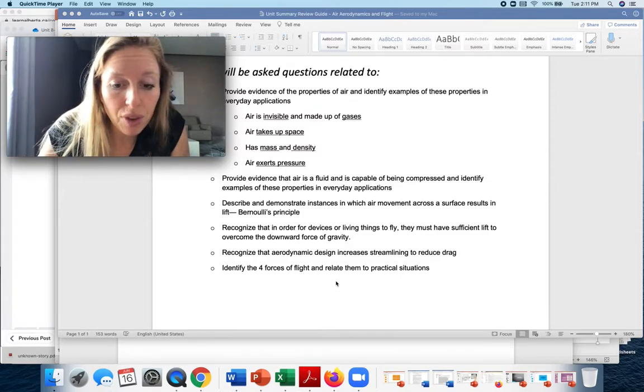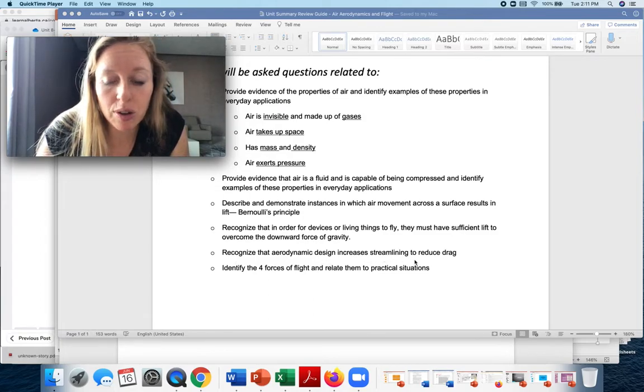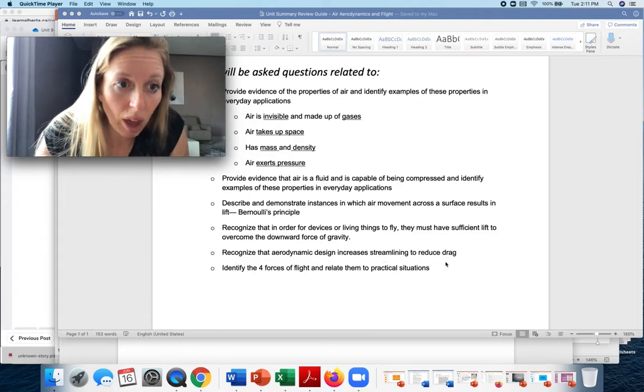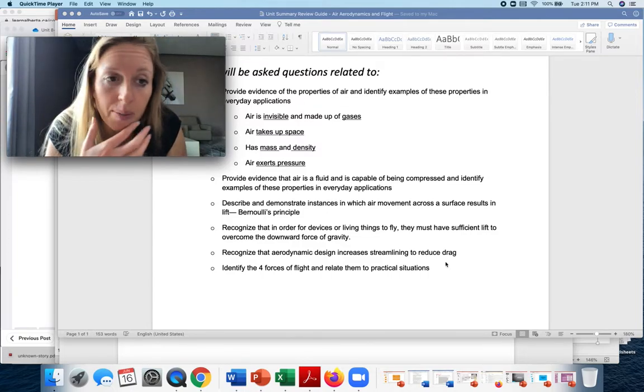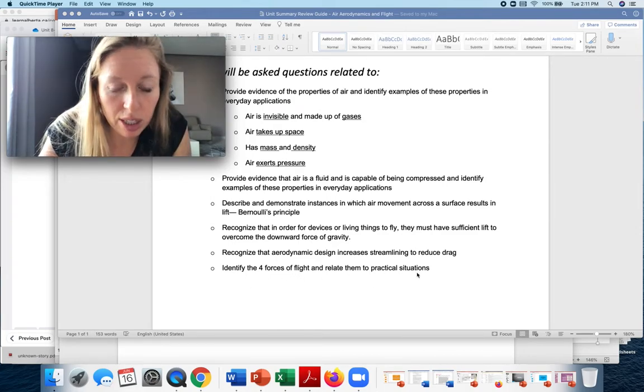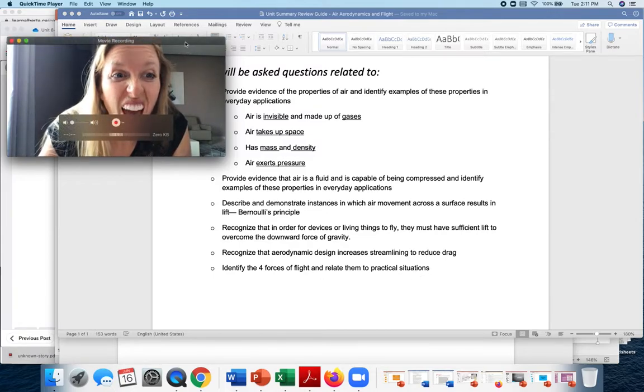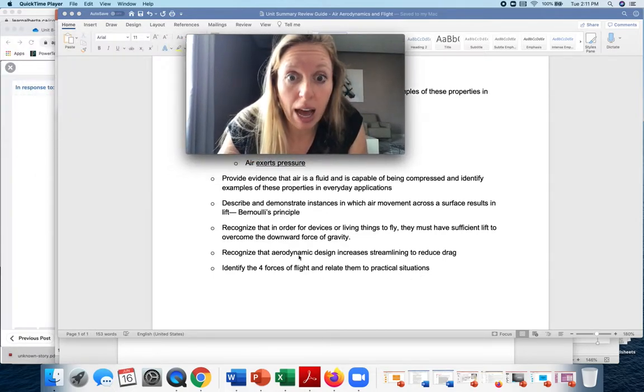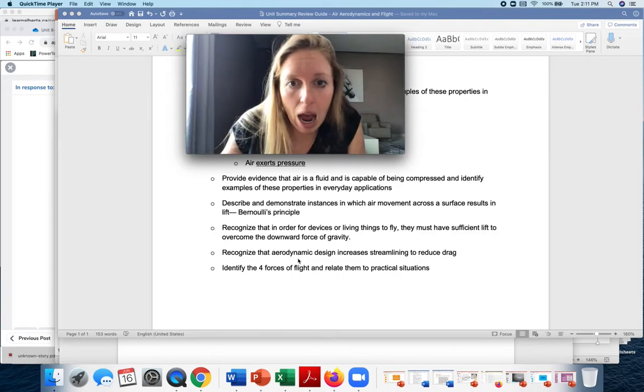And then the next one is recognize that aerodynamic design increases streamlining to reduce drag. That's what we were working on. That was your assignment for the aerodynamics test. And the last one is identify the 4 forces of flight and relate them to practical situations. So those things, I think you guys could do that now, basically.